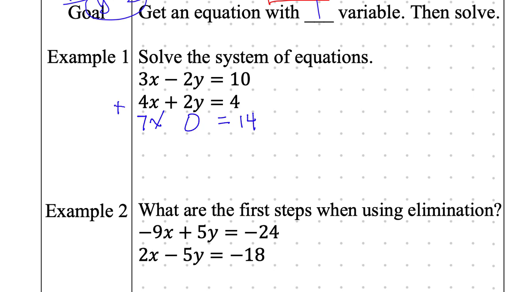Question, Kira. You can just decide whether to add or subtract. There's no rule. Yeah, just try to, again, you're just trying to achieve this goal. Somehow get rid of one variable so you have one variable left. As long as you get one variable, I don't care what you did. As long as you got that one variable.